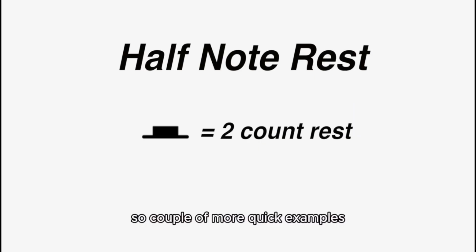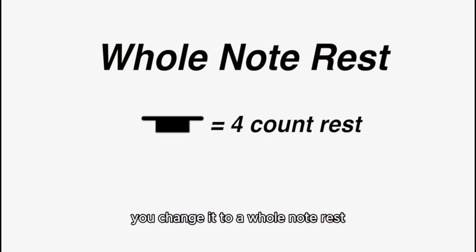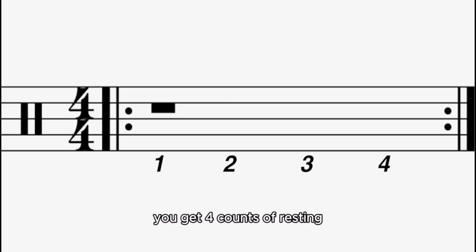So a couple of more quick examples. Here's a half note rest, and this rest would be for 2 counts, and this is how it would look on the bar line. But if you want to avoid using 2 half note rests to get 4 counts of rest, that's when you change it to a whole note rest, because with the whole note rest, you get 4 counts of resting. And this is how it would look on sheet music. You would only need 1 whole note rest for 4 counts of rest.